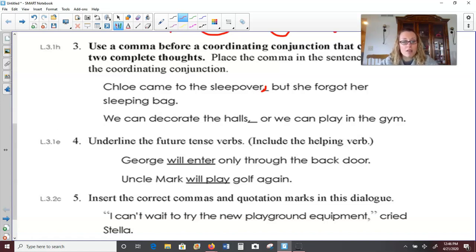We can decorate the halls or we can play in the gym. The first thought is we can decorate the halls, so we put a comma after that, or would be our conjunction. And then the second thought, we can play in the gym. Number 4, underline the future tense verbs. Include the helping verb. Remember, future means it will happen. It has not happened yet. George will enter only through the back door. Will enter. That's what will happen. Uncle Mark will play golf again. Will play is the action of what will happen.